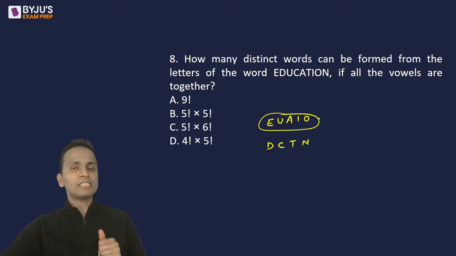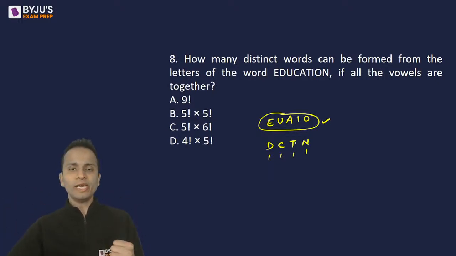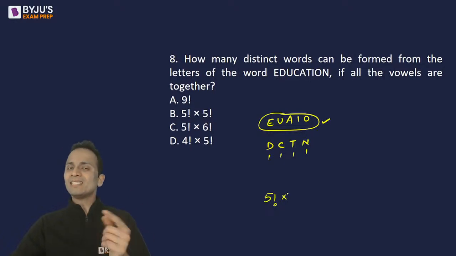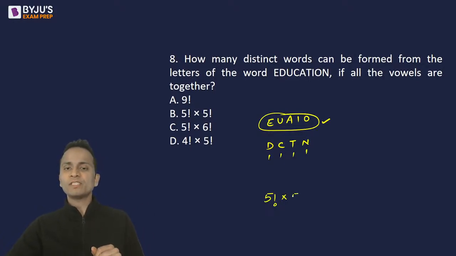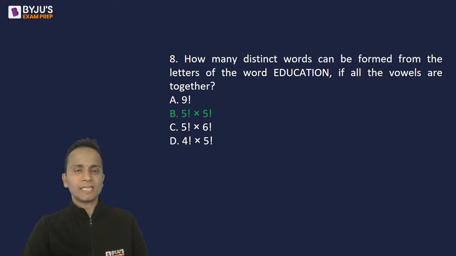Okay. So how many alphabets now do we have? 1, 2, 3, 4, 5. Okay. So there are 4 consonants and one group of vowels. So there are 5 alphabets, let's say. So 5 alphabets can be arranged in 5 factorial ways, and then among the vowels they can rearrange themselves among themselves, right? So the group of 5 vowels is there, they can interchange their places among themselves. So 5 vowels can arrange themselves in 5 factorial ways. So the answer should be 5 factorial into 5 factorial. That is option B. So question number 8, option B is the correct answer.